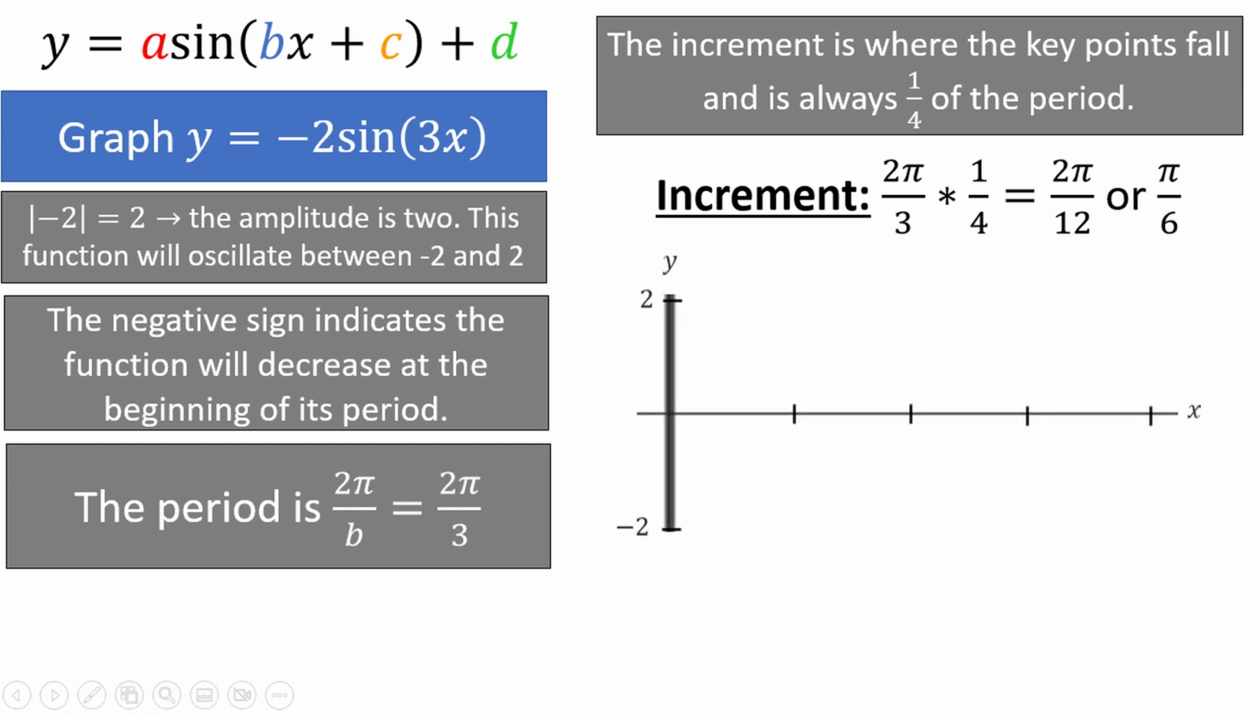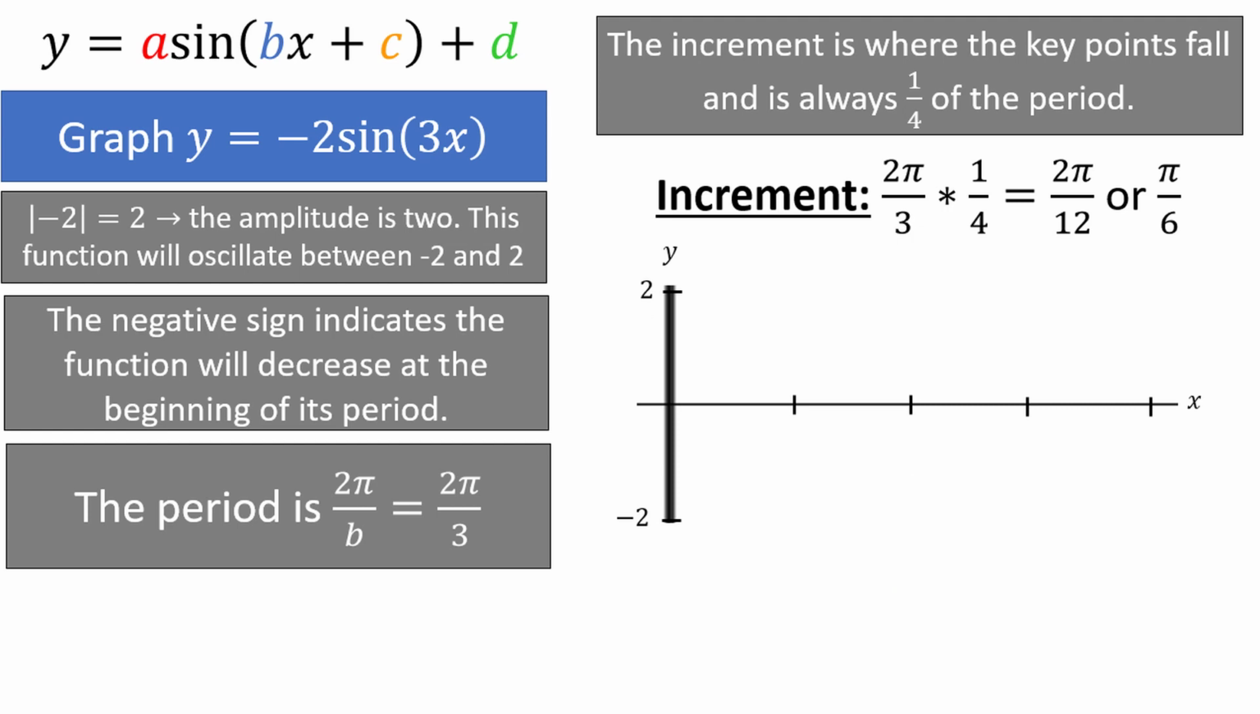Let's graph the function. Typically, a sine function starts at 0, 0, and there's nothing in our function that would change that, so we will still start at 0, 0. Next, we are going to want to complete at least one period of the graph, so therefore we will need to add the increment 4 times to find the x values to which we can plot our key points.